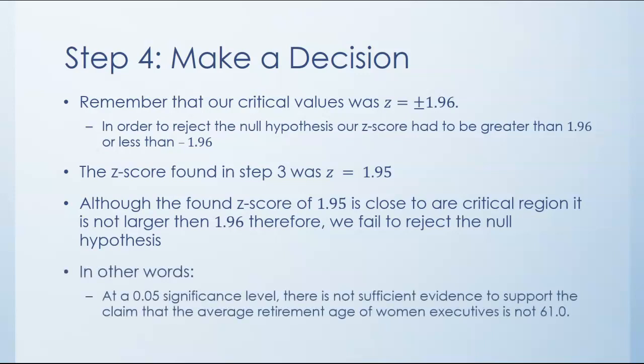In other words, at a 0.05 significance level, there is not sufficient evidence to support the claim that the average retirement age of women executives is not 61. So basically we're saying the magazine's probably right. We don't have enough evidence to show that our sample was different enough from what the population, what the magazine got, to say that we think that they were wrong.